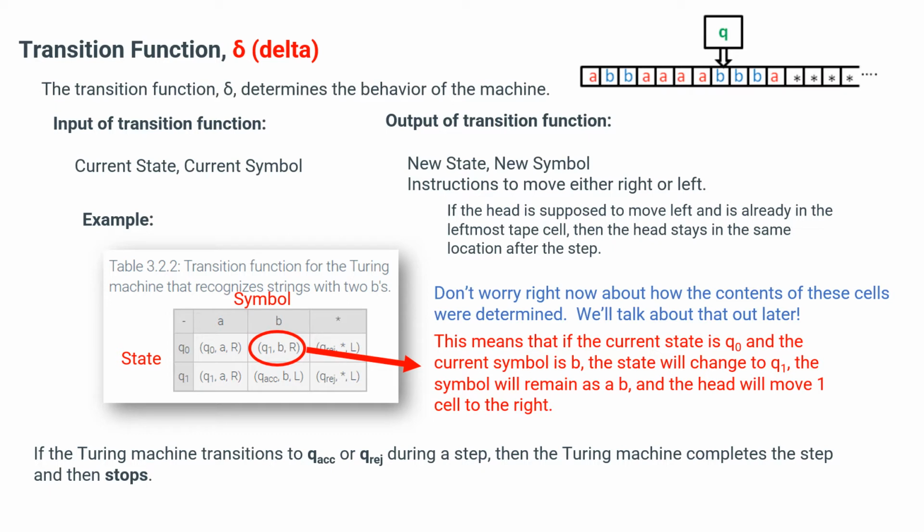Now, if we have a situation where we're trying to see if some property is there, and we would either find that the input was accepted or rejected, then we would have the QACC and QREJ. If either of these is encountered at any point, then the Turing machine is going to stop completely. So over here you see ACC and REJ. Once you get to those, you would be done.